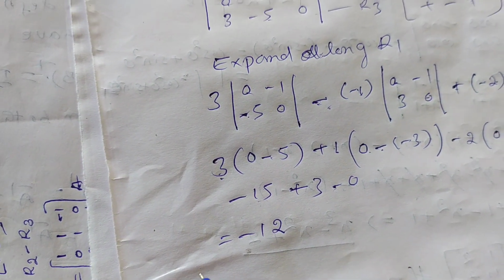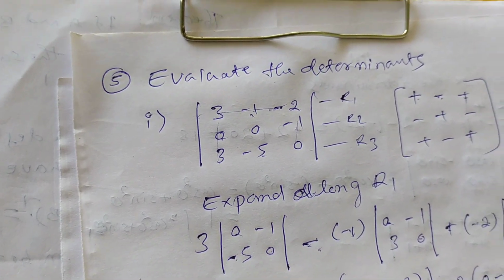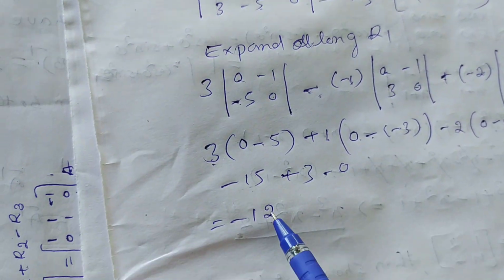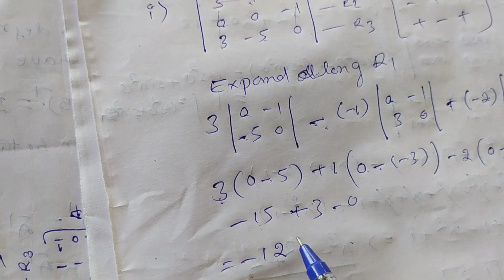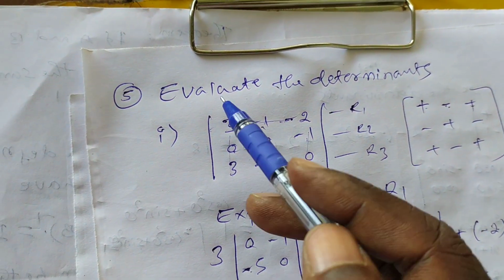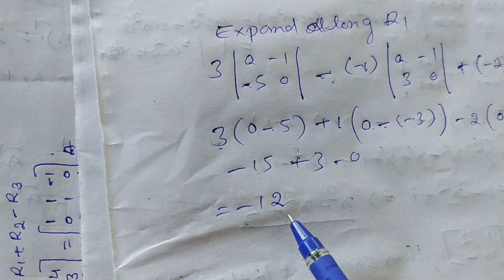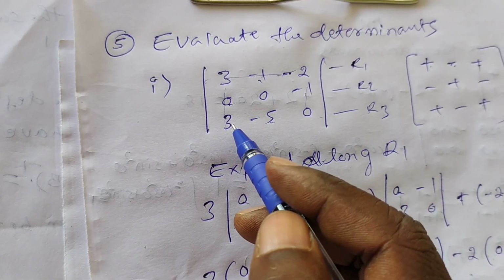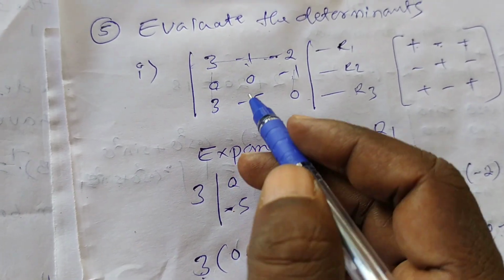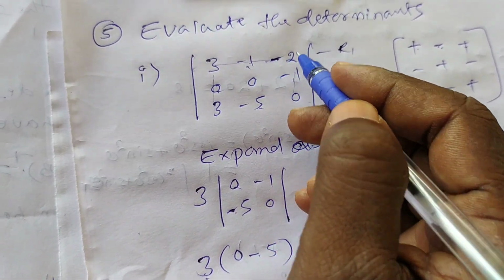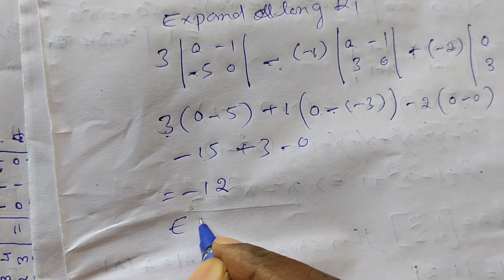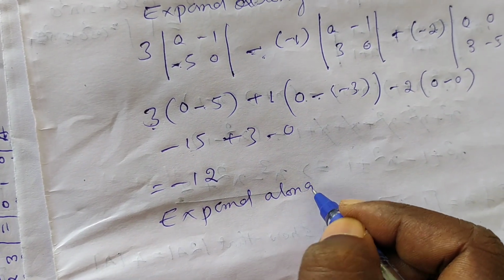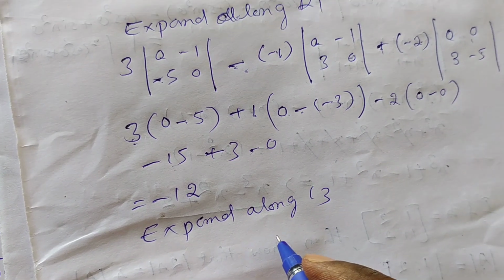Now I am going to tell you one more important thing: if you expand along any row or any column, you get the same result. That is minus 12. So now I am going to expand along C1 or C3. I am going to expand along C3.